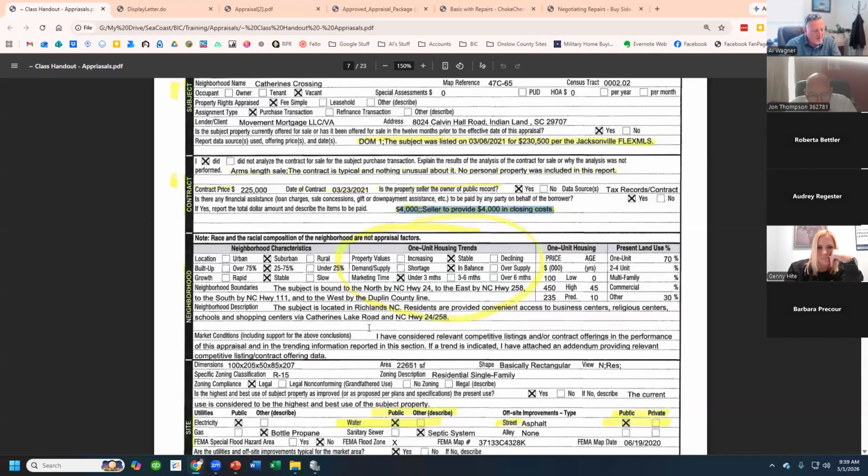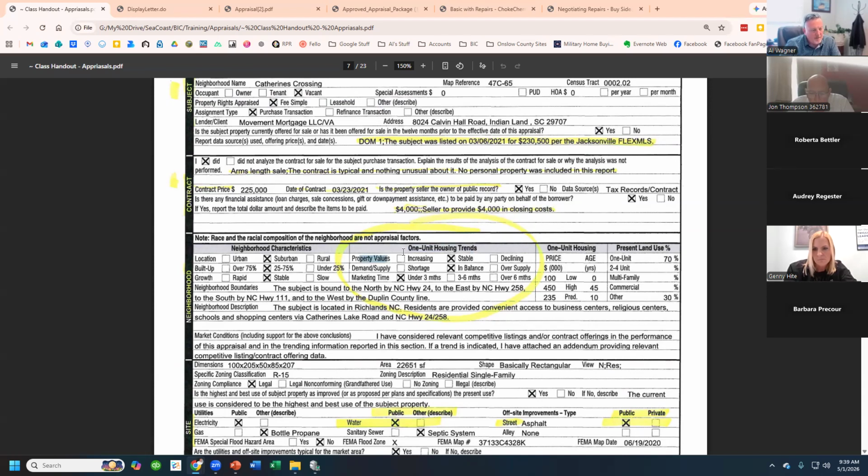Here, it talks a little bit about the neighborhood. This is more about market conditions. I love looking at this section because if I have an appraisal that is not right, usually meaning the value is just way off, this is where I go to first because it shows me just how well the appraiser actually understands our market. It talks about neighborhood characteristics, but then it talks about unit housing trends.